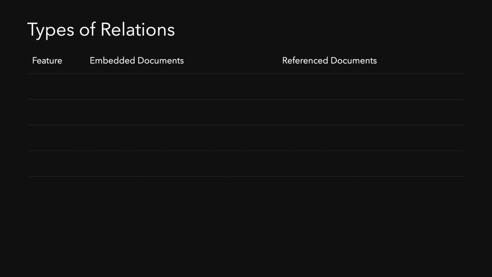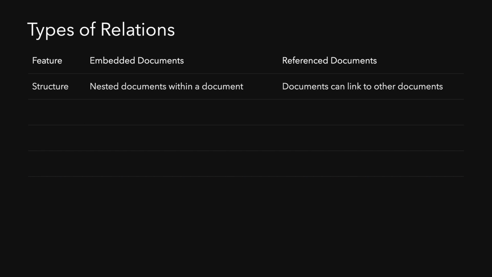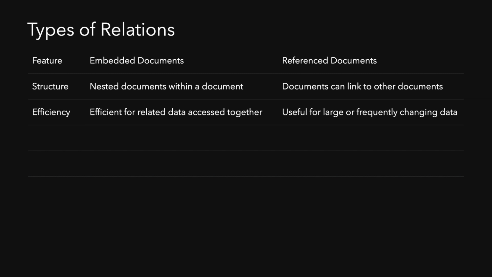In MongoDB, we have two types of that: embedded documents and reference documents. The difference is the whole structure, because embedded are nested documents. It's a document in a document. And reference documents are very similar to relational databases, where we have keys, primary keys, and so on, and when we do joins, these documents can link to other documents. Okay, link. Remember this word, link.